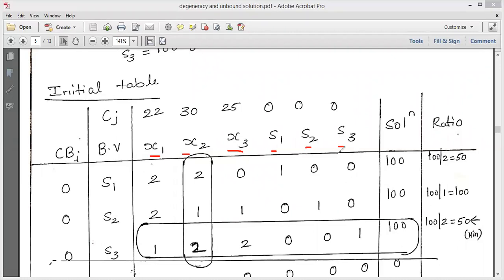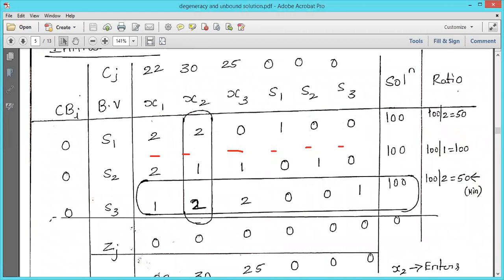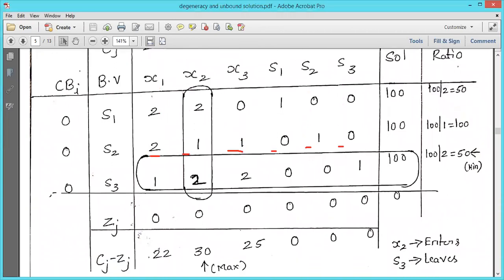Now we have to find the Zj. Zj, you will get all zeros. Now Cj minus Zj will be 22, 30, 25, 0, 0, 0. Since this is a maximization problem, we have to consider the maximum value. So 30 is the maximum value. This is the key column.